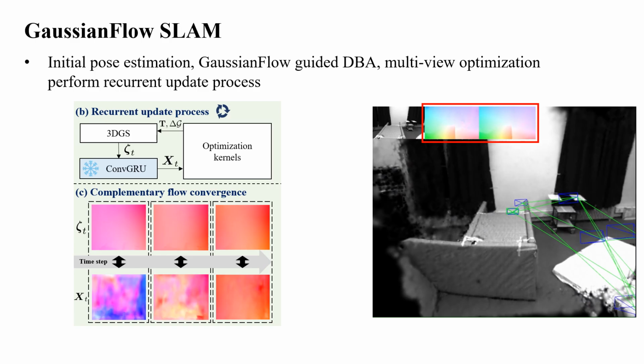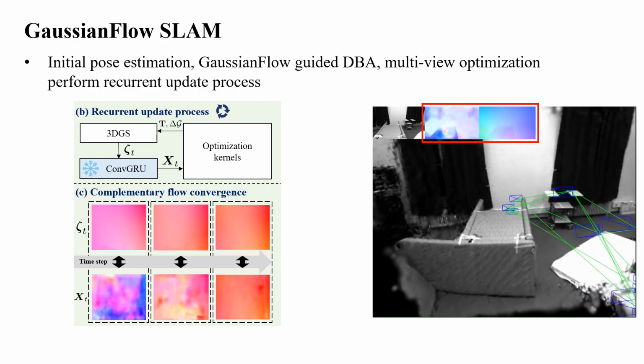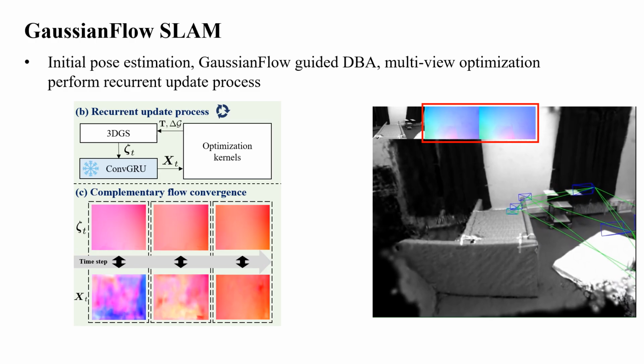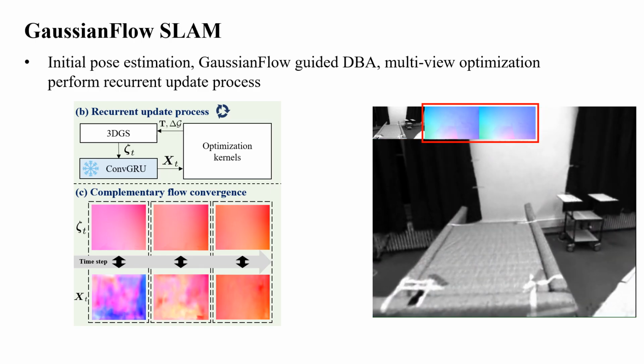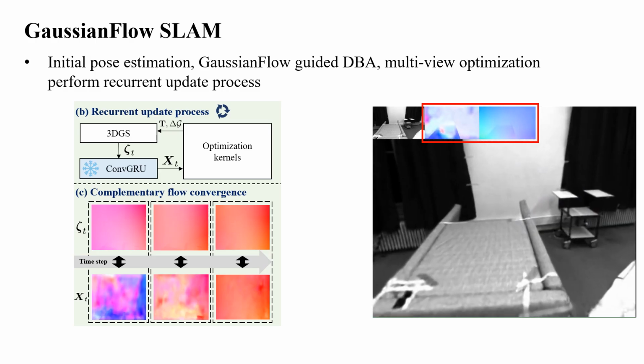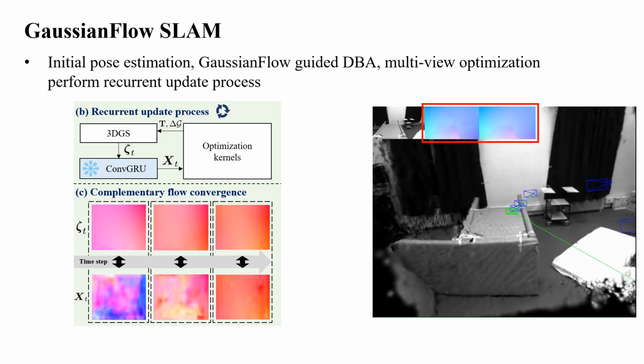Each module has its own optimization kernel, which outputs pose estimation results or 3DGS updates. The Gaussian flow obtained from 3DGS is fed into a ConvGRU, where it guides the optical flow, influencing the outcome of the optimization kernels. Through this process, the optical flow and Gaussian flow gradually converge to similar values.